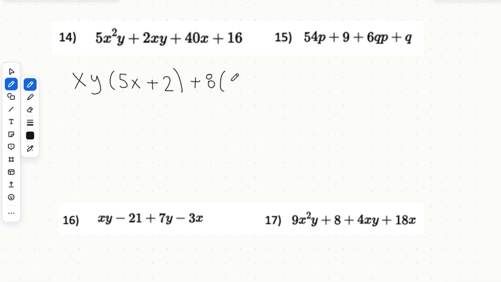8 goes into 40 5 times, because 8 times 5 gets me back to 40, and 8 goes into 16 2 times. That's what we wanted to happen, is to get those matching terms. So 5x plus 2 out front, leaving behind xy plus 8.